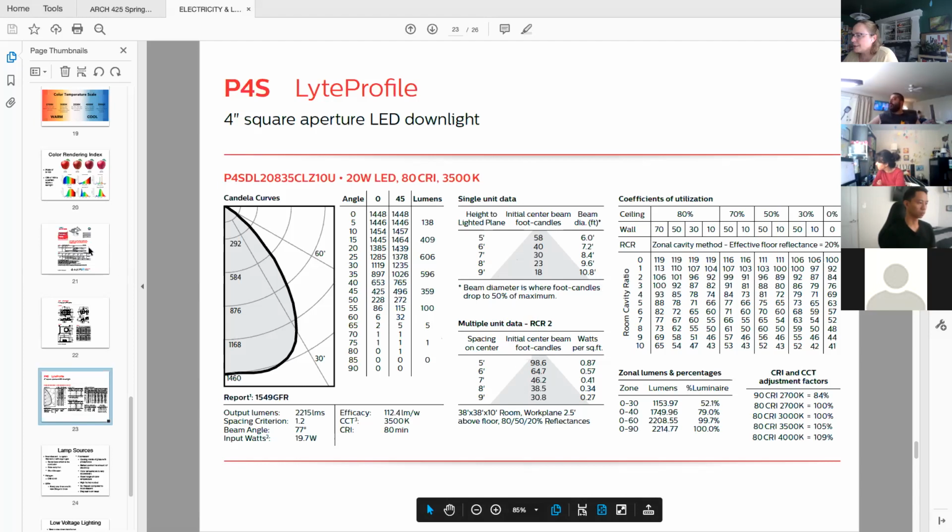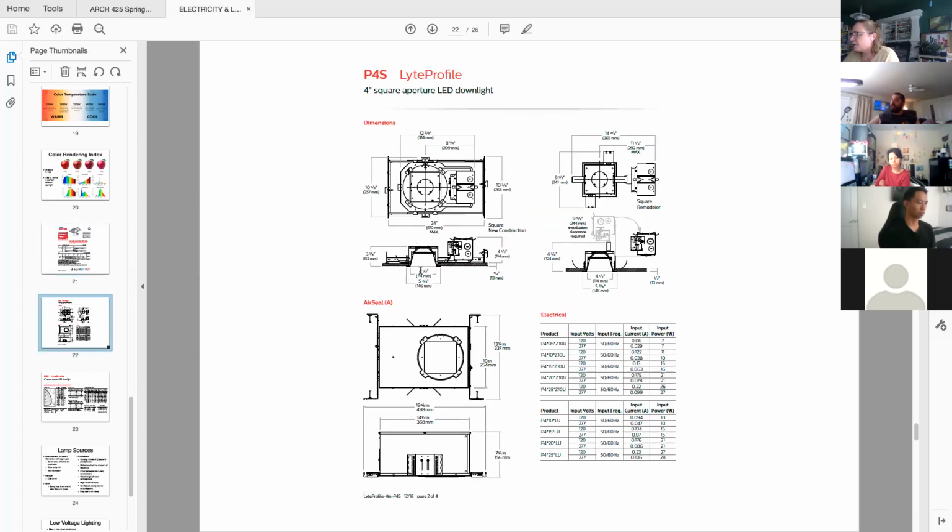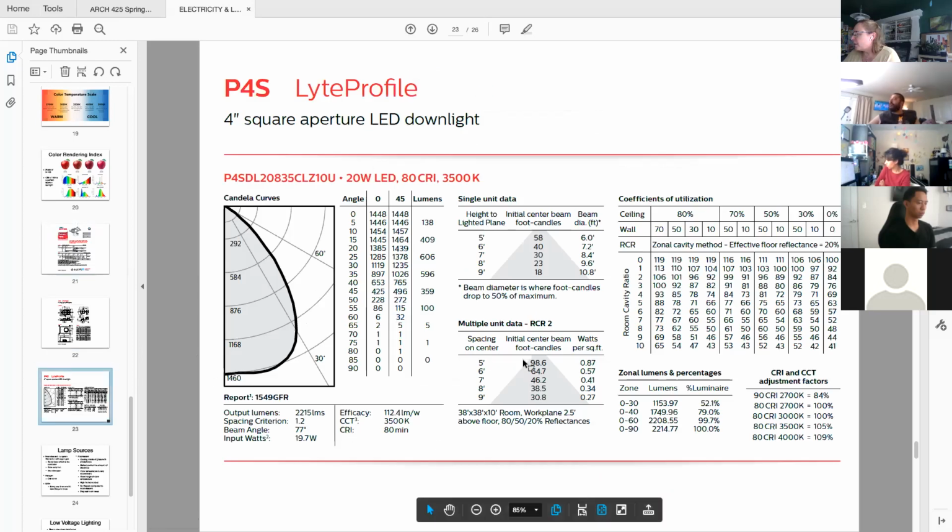So takeaways from looking at a lighting cut sheet: look at the options and pay attention to what CRI and what color temperature you're specifying, or your electrical engineer is specifying. Make sure it's wet listed if you need it to be. Get your dimensions to make sure it's going to fit. And then have an understanding of what the lumens are at the surface it hits.